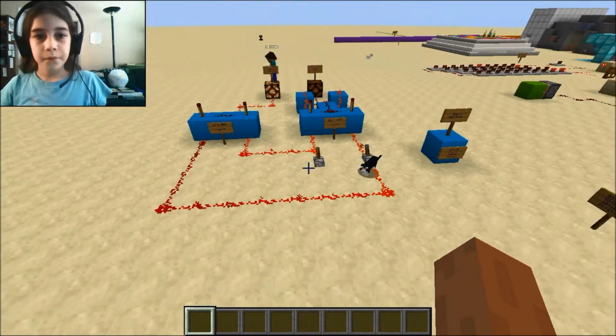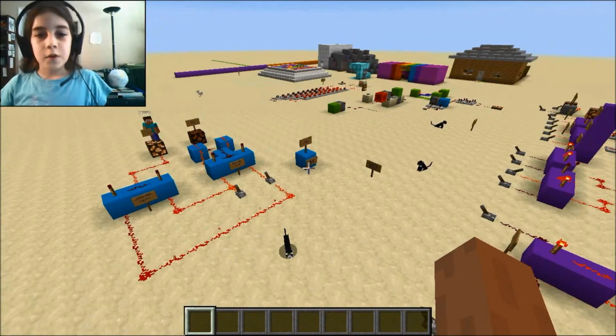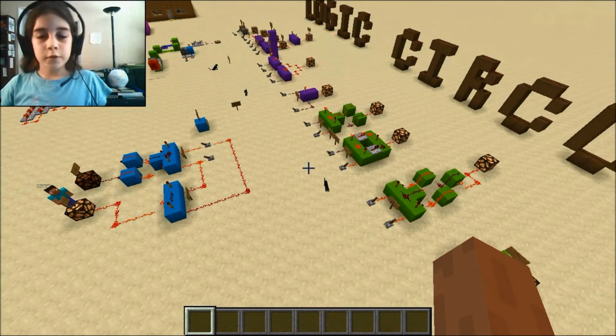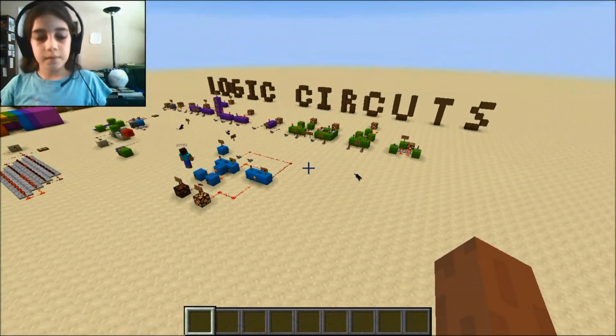So yeah, there is all of the logic circuits that I've made.